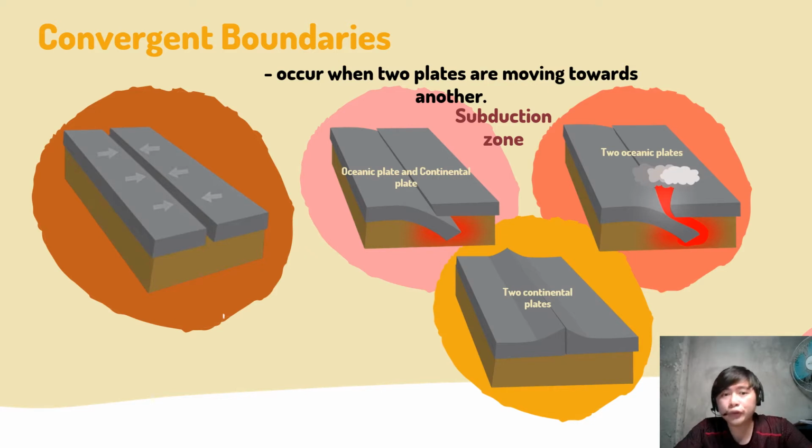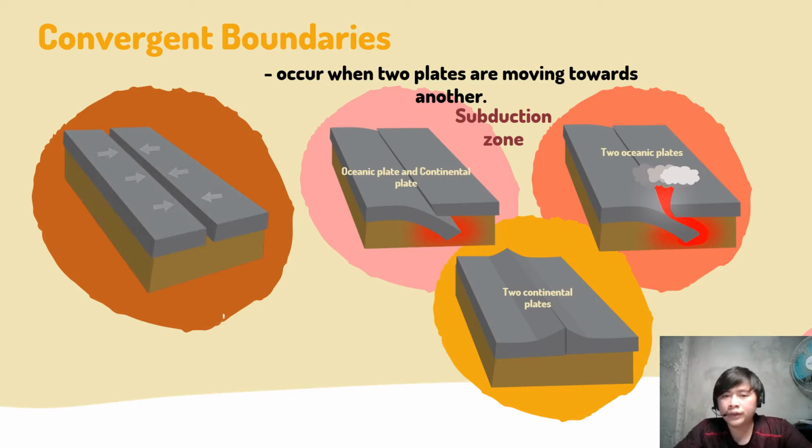Before I proceed to convergent boundaries, I want to remind you that the top layer of the plate is the crust, and crust is composed of oceanic crust, which is under the ocean, and the continental crust. Oceanic crust is thinner and denser compared to the continental crust. Convergent boundaries occur when two plates are moving towards one another. The results differ depending upon what type of plates are involved.